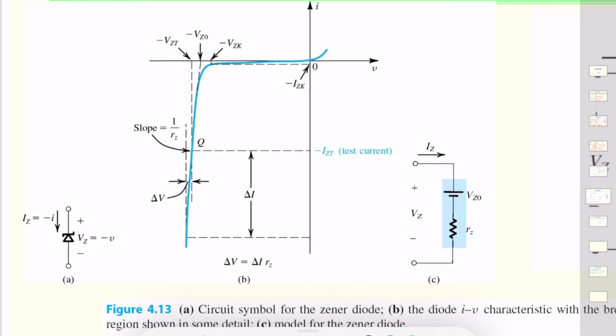We specify them accordingly. So if we have a 6.8 volt Zener diode, that would mean that a 6.8 volt drop at a specified test will give a current of, say, 10 milliamps. So we know exactly what the ranges are in which they would be operating.